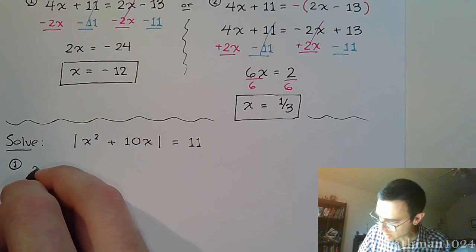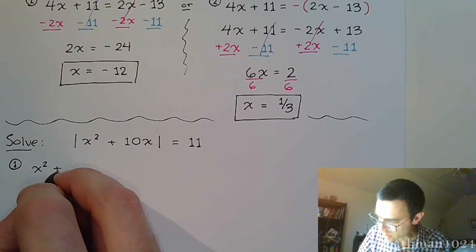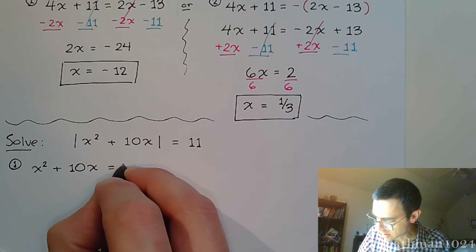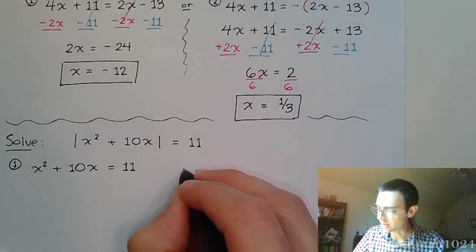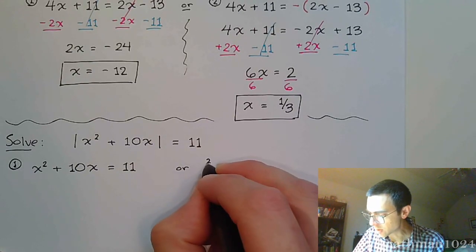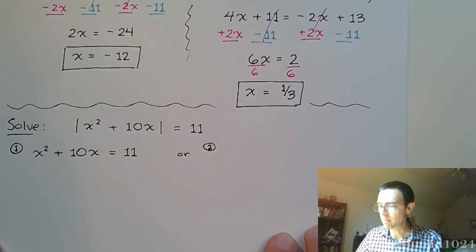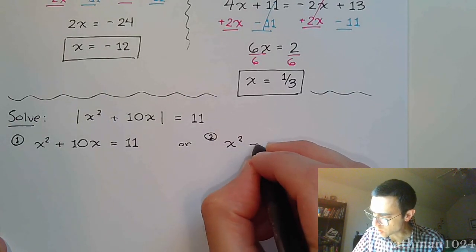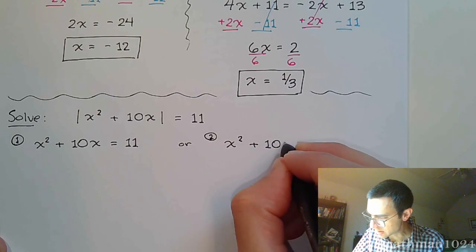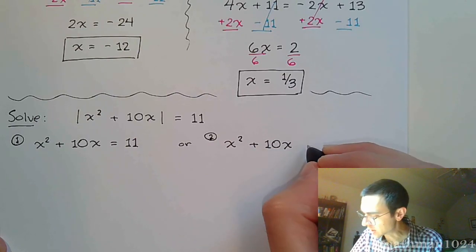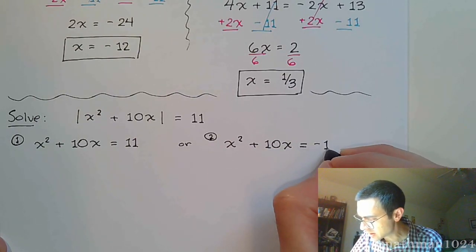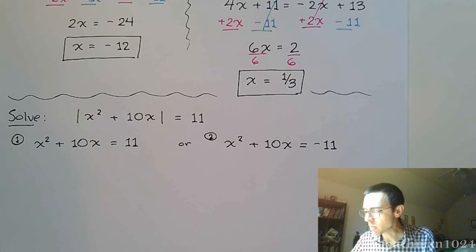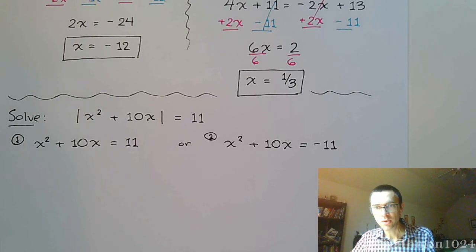So one of these equations will be x squared plus 10x equals 11. And then the other possibility is going to be x squared plus 10x equals -11.